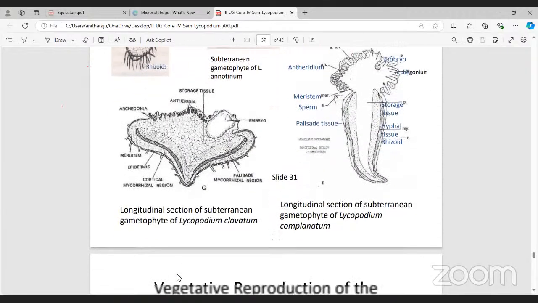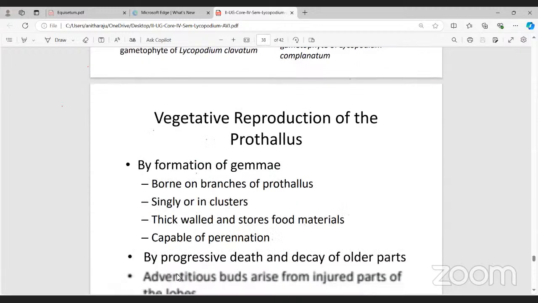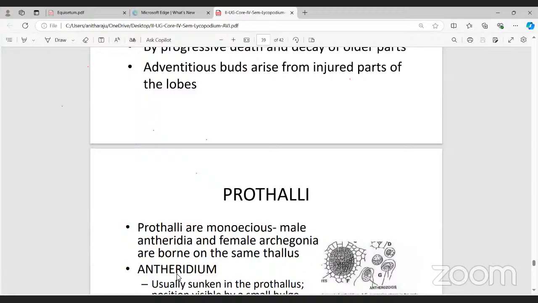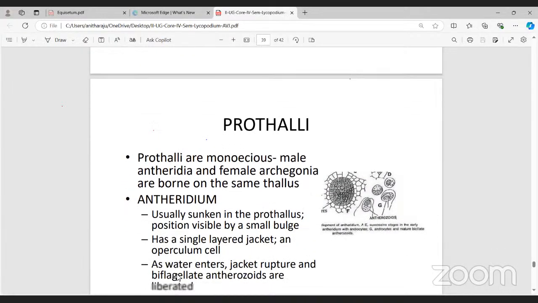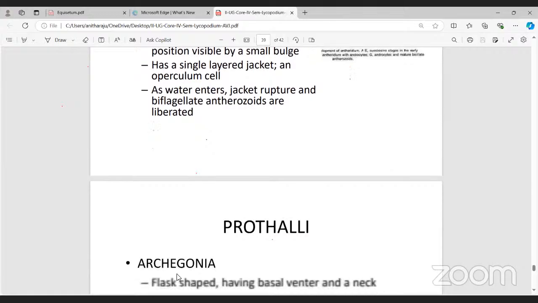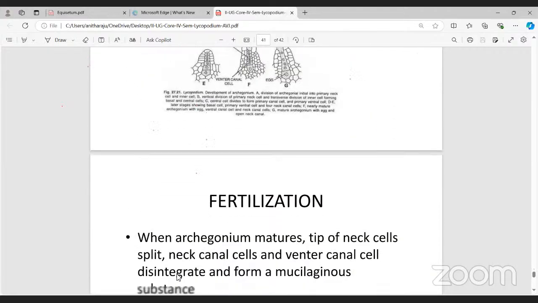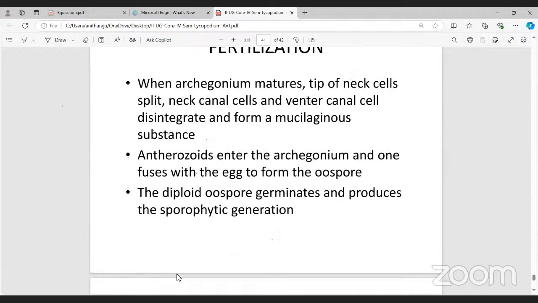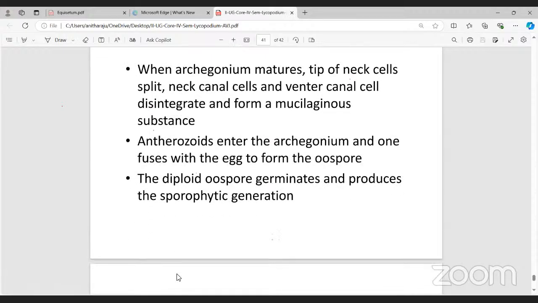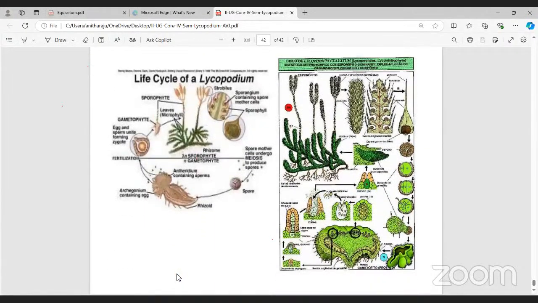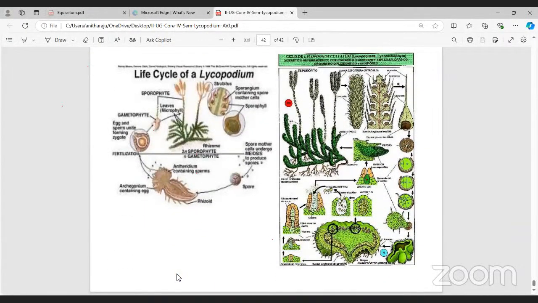You can see all. The prothalli bear antheridium and archegonium structures, and then fertilization. What is fertilization? You already know: fusion of male and female gametes. After that, the zygote is formed. The zygote develops into an embryo, and the embryo further develops into the Lycopodium sporophyte.